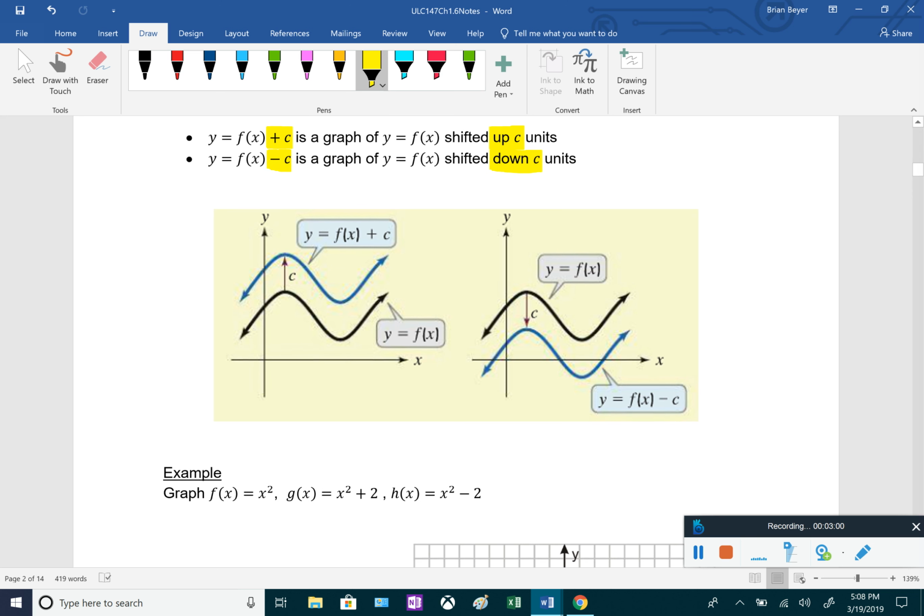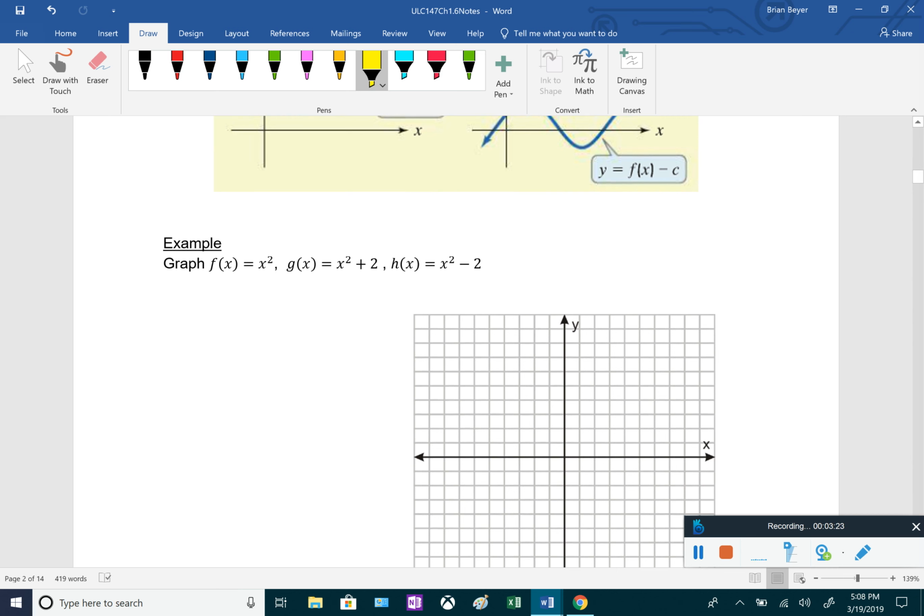You can see in this little graph how this works. On the left, we have f of x right here. If we add c to it, it pushes it up c units, so every single point gets moved up. And on the right, we have y equals f of x. If we subtract c, then we're just moving it down c units. So let's see an example here.